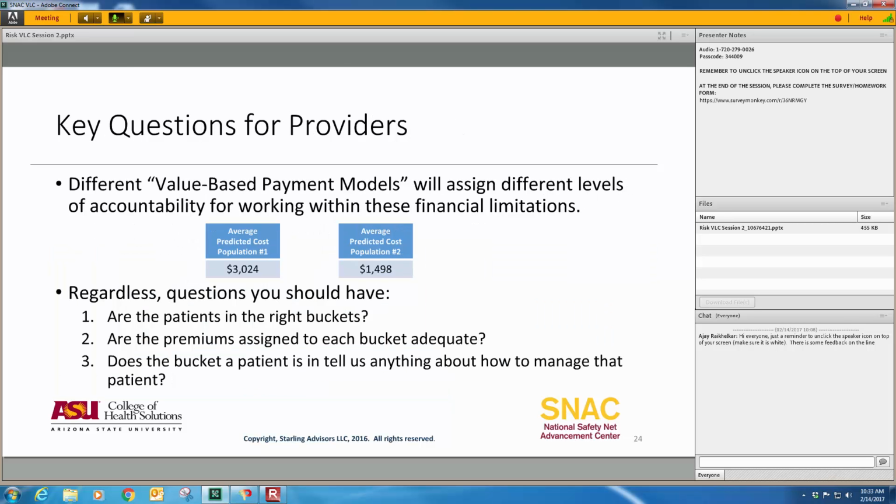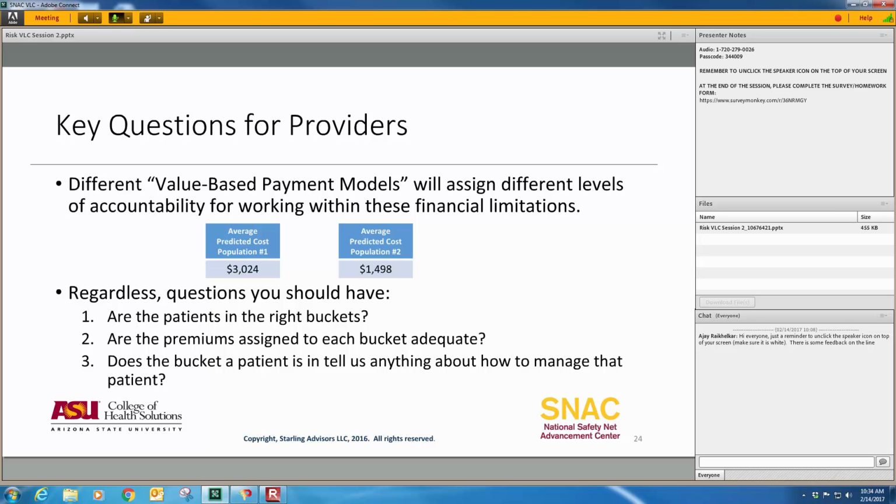So the type of questions that you must be thinking about when discussing any type of value-based relationship with a health plan or with your state or really with whomever pays you is, did they take a meaningful and sound approach to identifying the risk factors in the population? Essentially, have they put the right patients in the right buckets? Are the premiums assigned to the buckets adequate? So is it realistic that they could manage a patient with only $600 if they were a level 1 risk? And is the bucket that a patient is in telling us anything about how to manage that patient?